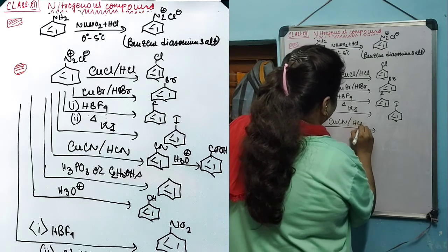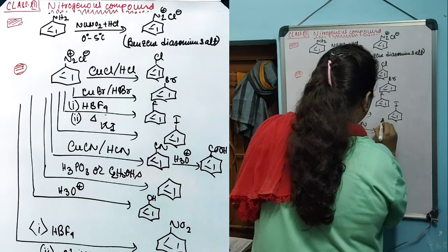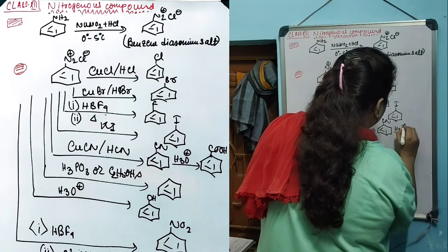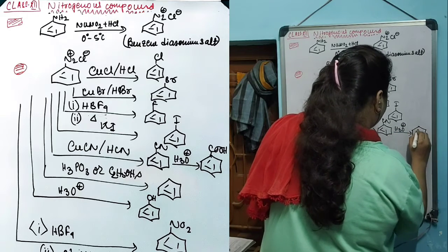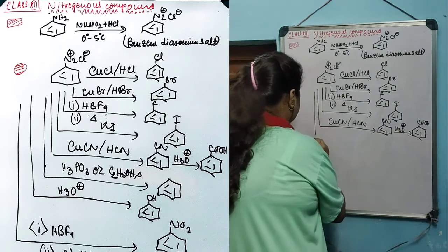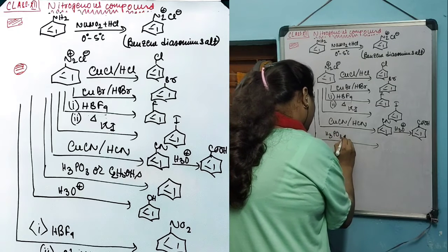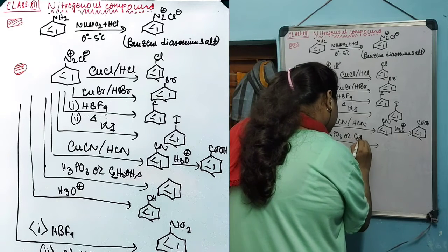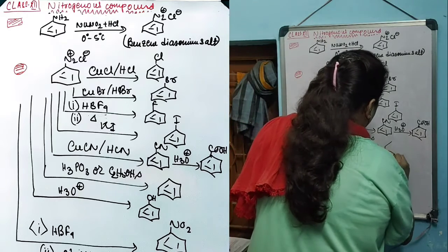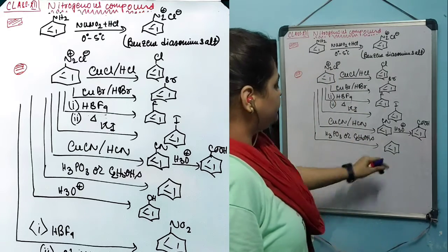When CuCN, KCN is treated with this benzene diazonium salt, benzonitrile, that is benzene cyanide, is formed. When this benzonitrile is hydrolyzed, benzoic acid is formed. When it is treated with H3PO2 or ethanol and heated, this entire group is removed and benzene is formed.